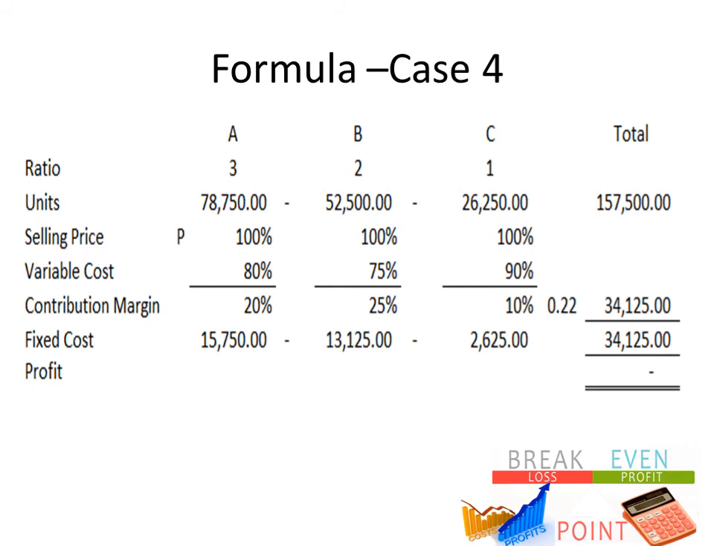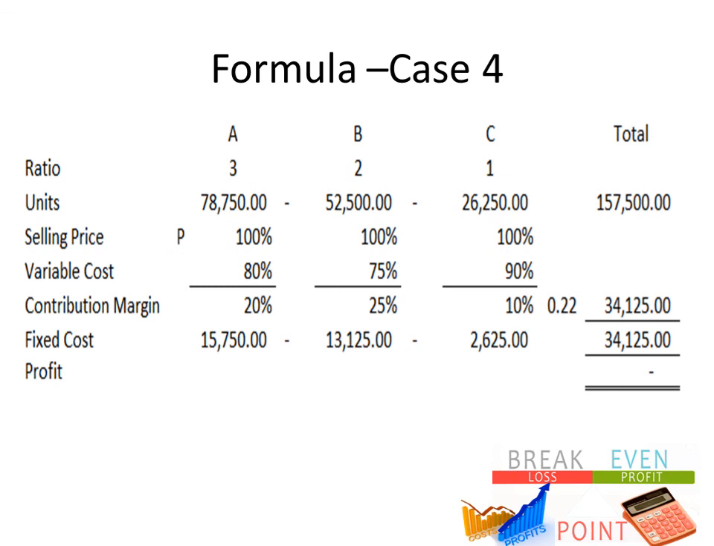So in this one it is a percentage. What we will be able to get is not the number of units, instead the total sales price. So that would now be 34,125 divided by 22%, which gives us the total selling price of 157,500. Next, we would also have how much for A. The total sales would now be 78,750. For B, it's 52,500. And for C, it's 26,250.